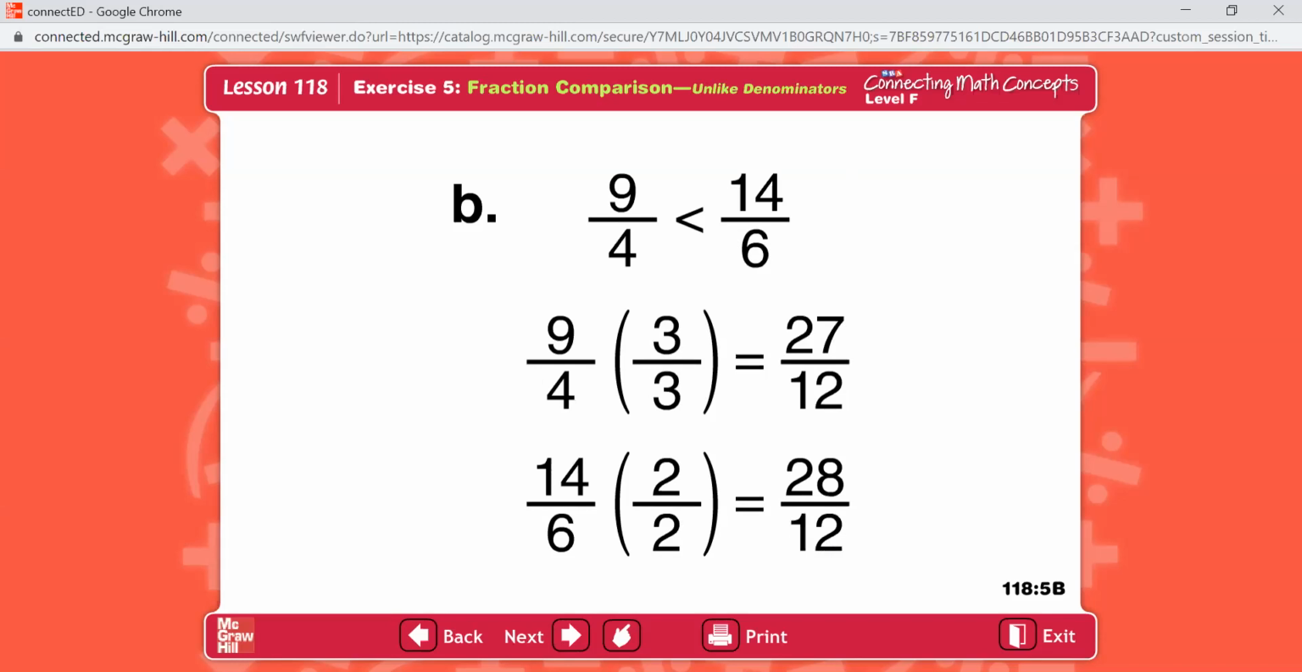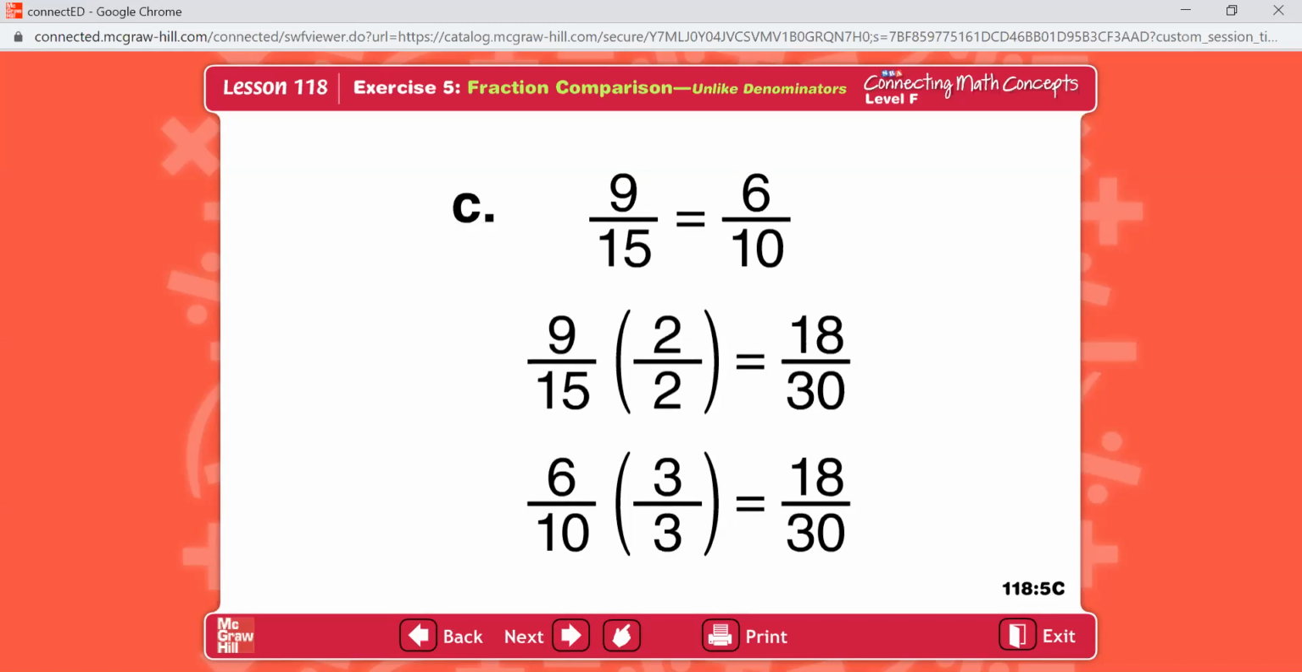Problem C, 9/15 and 6/10. Pause the video now to do the problem. Resume when you're ready to check. Here's what you should have. 9/15 turns into 18/30 and 6/10 turns into 18/30. So your fractions are actually equal.